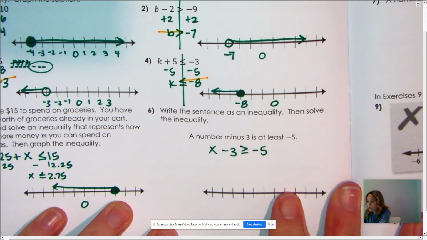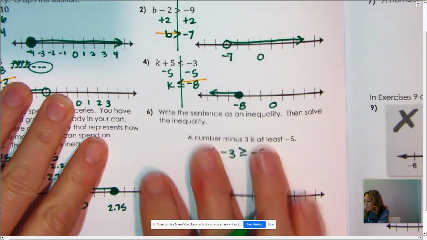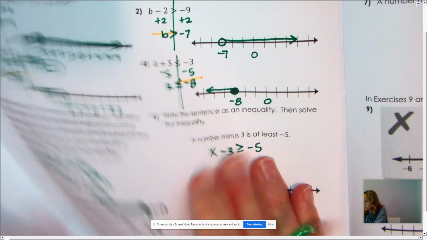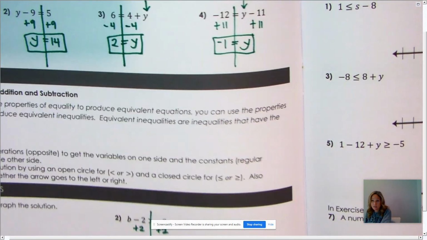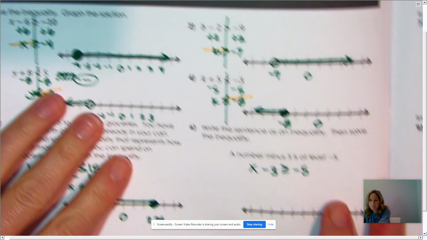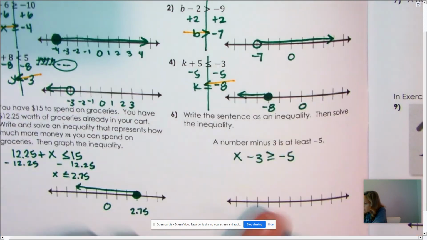So go back and check your notes from the previous day. Remember on page 39, there's this whole chart that shows the words and what sign you would use. Okay, and your quiz is going to be open notes, so you can use that as well. Okay, so then we're just going to solve this one.